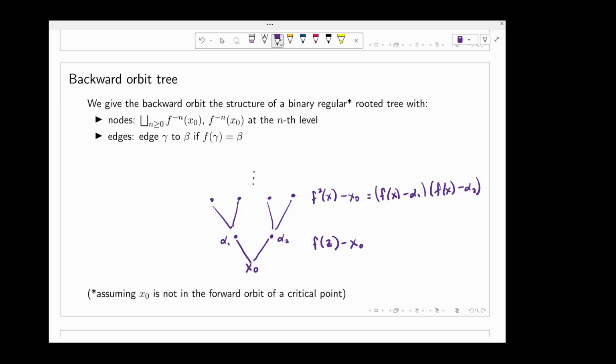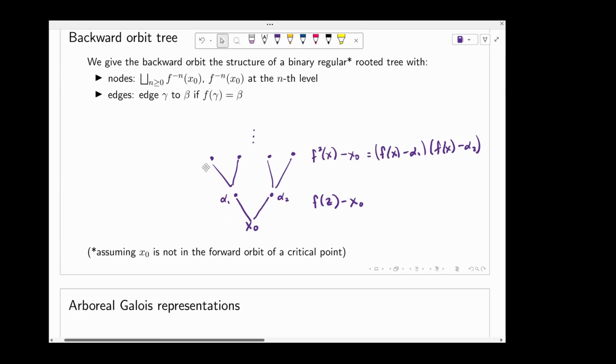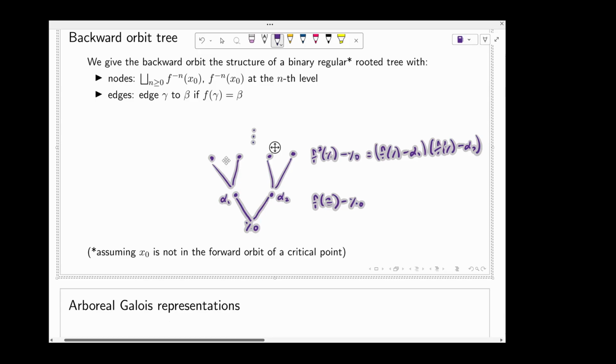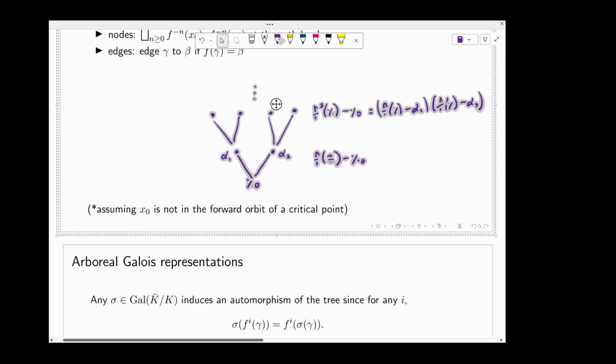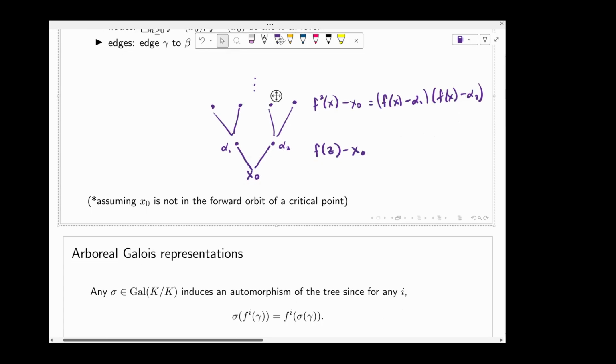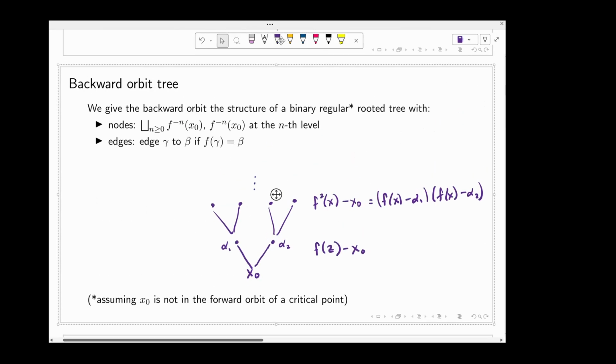In this way, I get a binary regular rooted tree as long as I assume that x naught is not in the forward orbit of my critical point. Otherwise, I would have to maybe put the same node twice or something in my tree to make it work. So we're going to ignore that case. So there's the arboreal that we're talking about.